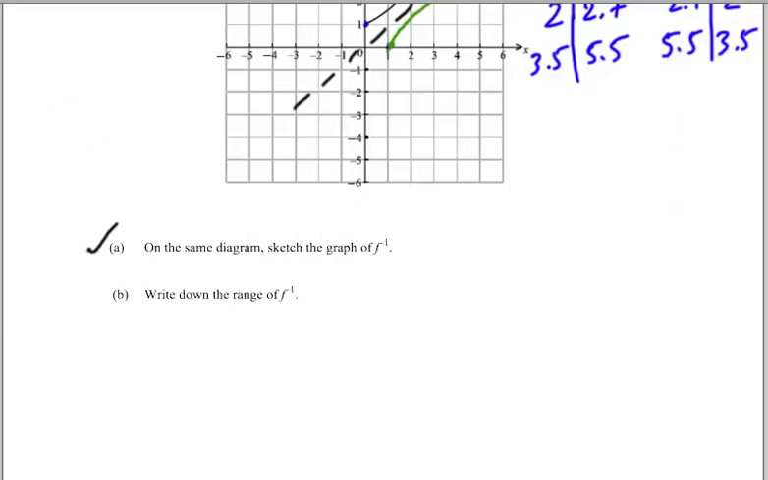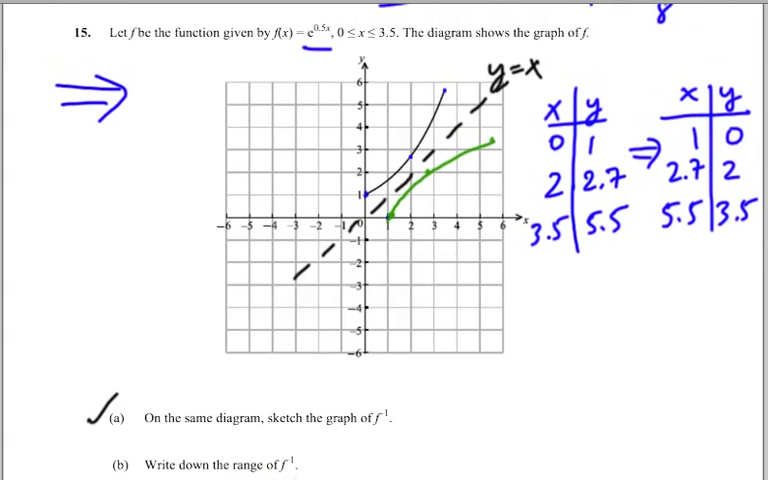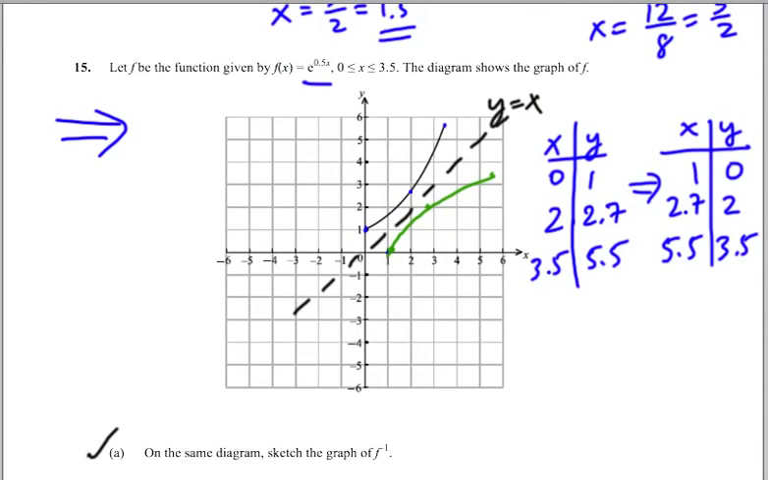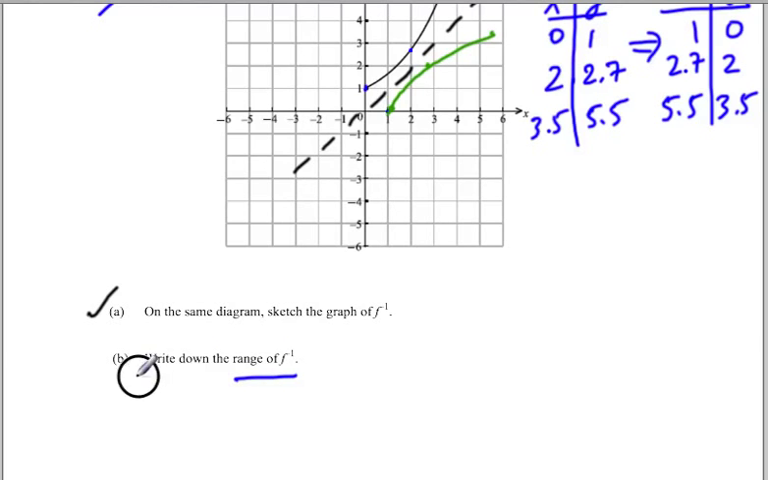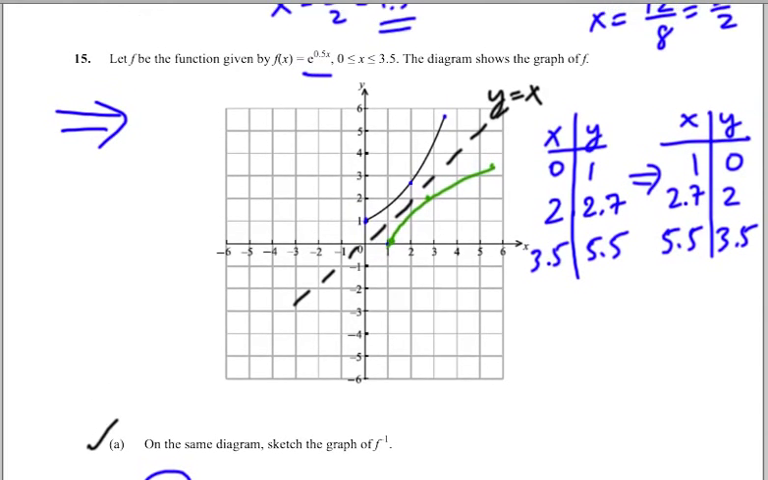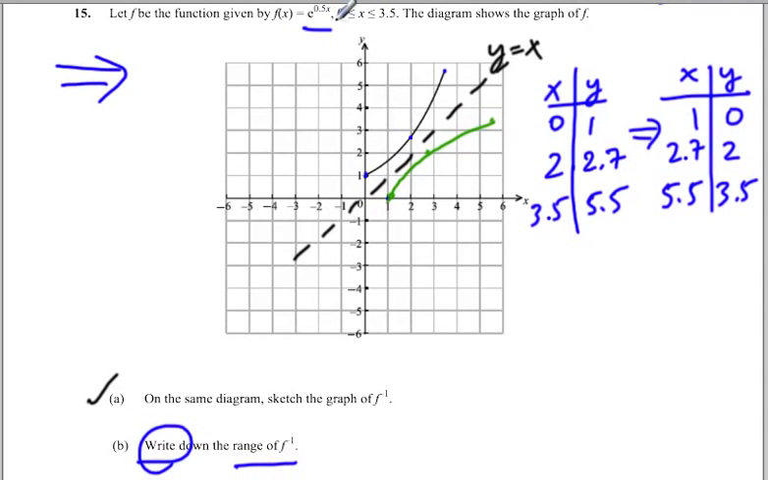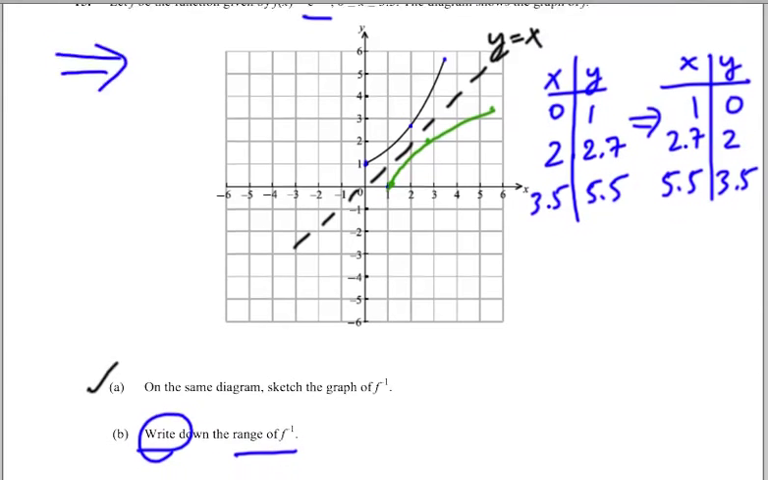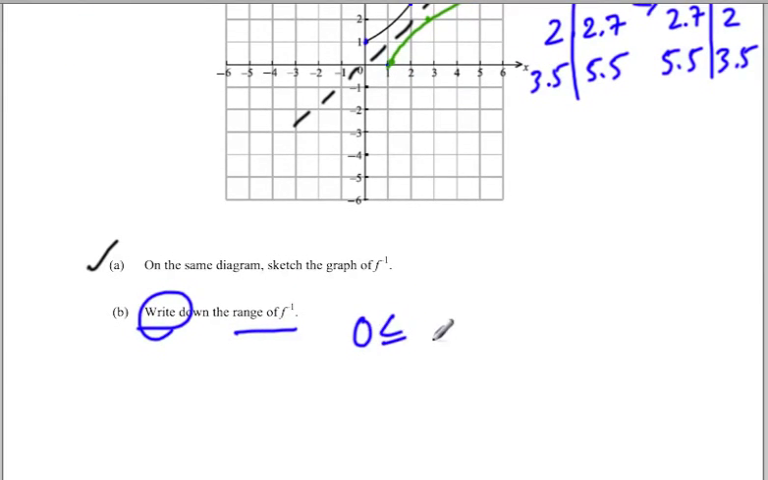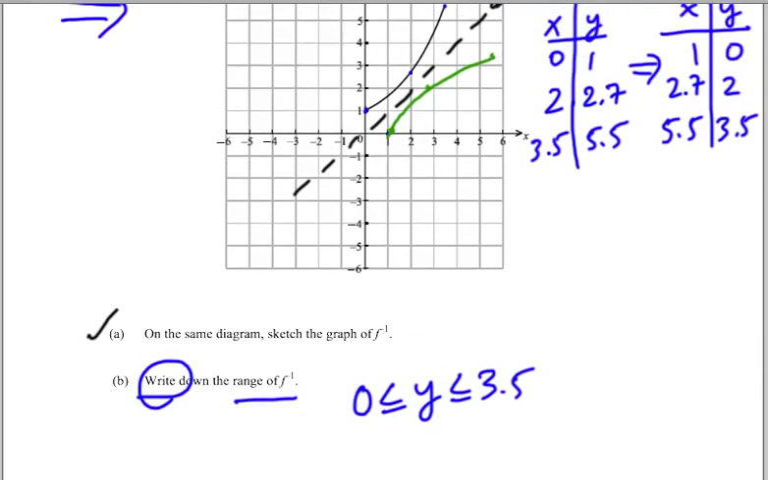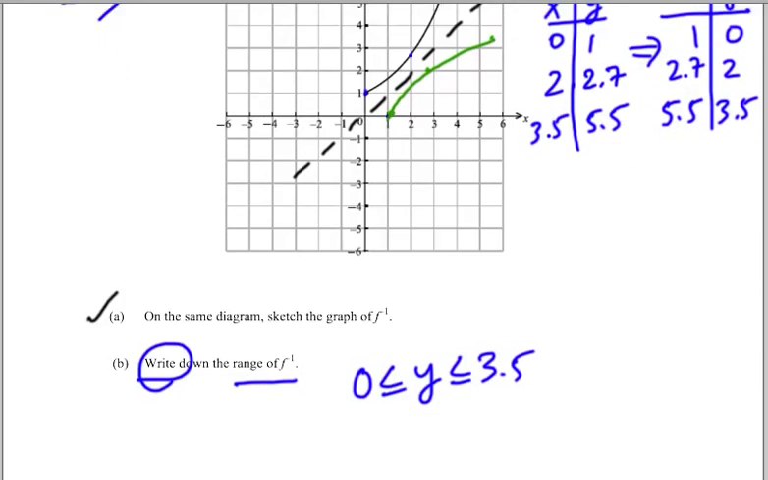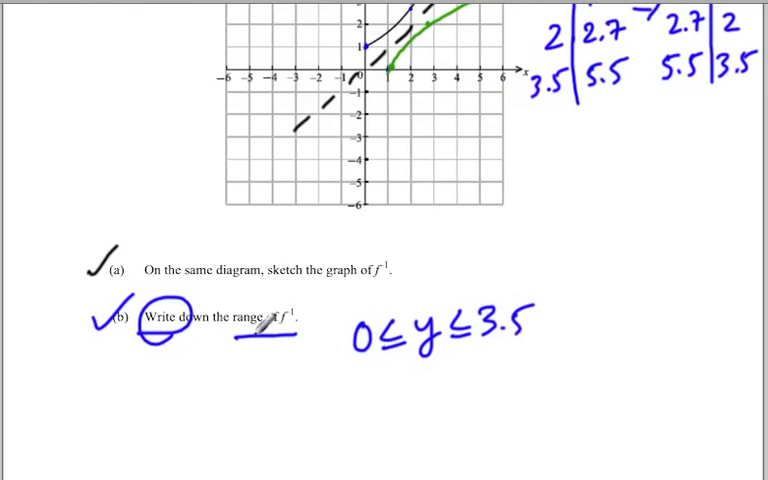Okay, so let's continue. Write down the range of f inverse. If you remember, the domain of f is the range of the inverse. And we also know this is an easy question because they write it down. So the way you do this is the domain of f is from 0 to 3.5, so the range of f inverse must be the same, 0 to 3.5. And let's just make sure they put that there. Yep, perfect. So this is the range, and that's it, as easy as pie.